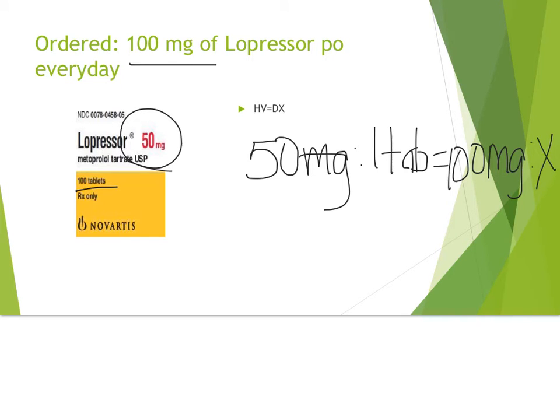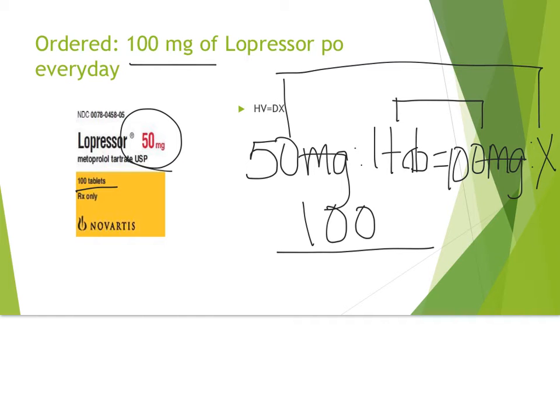So we know we get rid of the milligrams, they cancel out, right? So we know we're solving for tablets. So what did we say? We said the inside numbers go on top, right? So the inside go on top of our equation. So what do we have? We have 1 times 100. So we know we have 100 on top, and then the outside numbers go on the bottom. So 50 times X is 50.